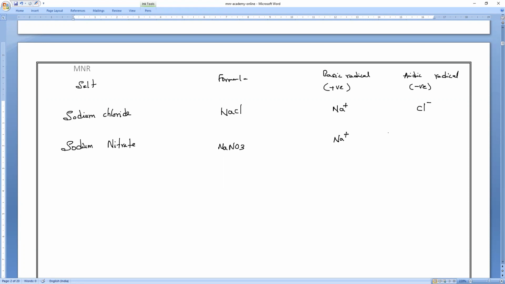Sodium nitrate formula, what, guys? NaNO3. Basic radical is Na plus, and acidic radical, what, guys? NO3 minus. Next, potassium nitrate. You don't know the sodium nitrate formula? Potassium nitrate. Here, I am writing capital N, it is wrong. You should write a small n only.